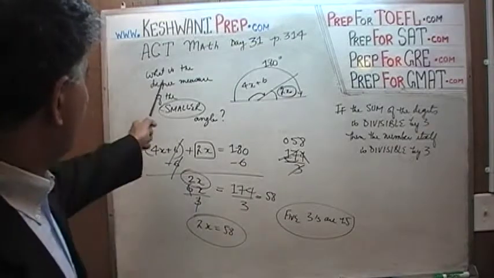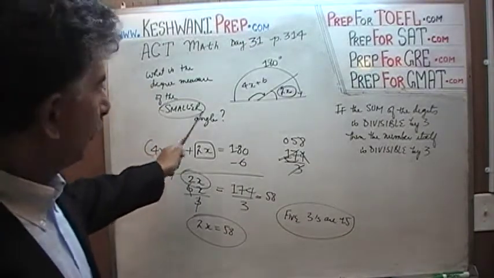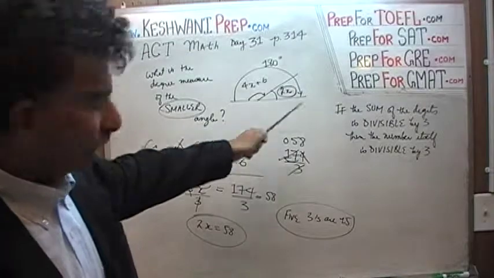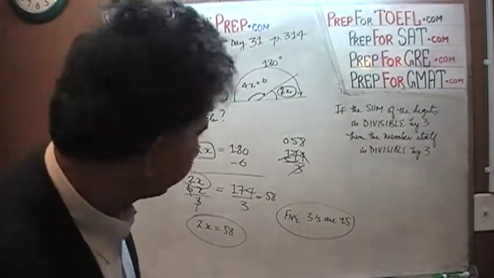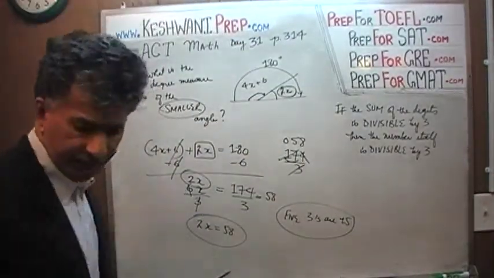They're looking for the degree measure of the smaller angle. The smaller angle here is 2x. That's all. The answer is 58. Let's move on then to the next problem.